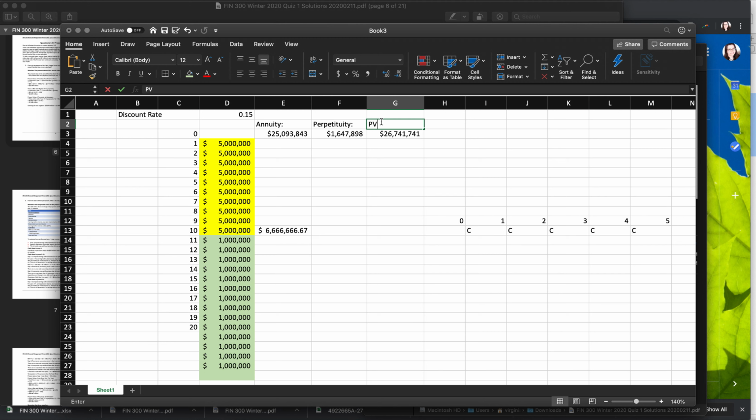And this is our present value, or the NPV of the whole thing. So the answer for this is 26.741 million.